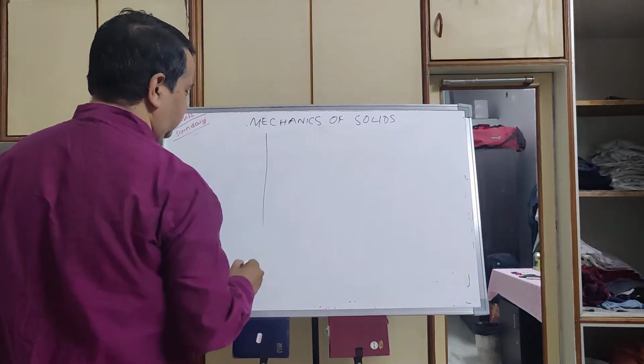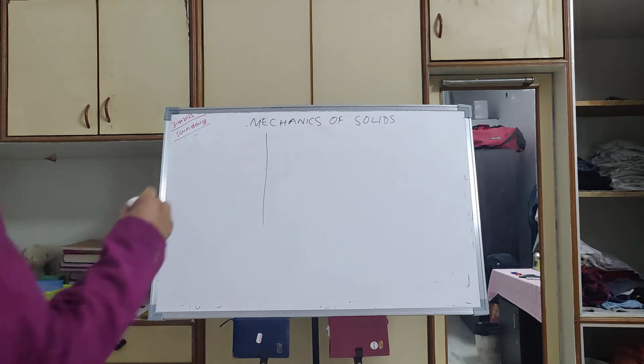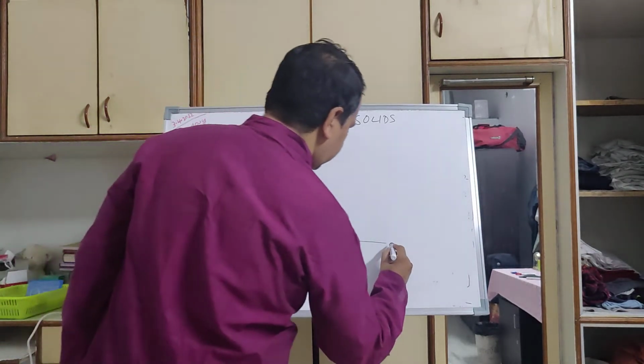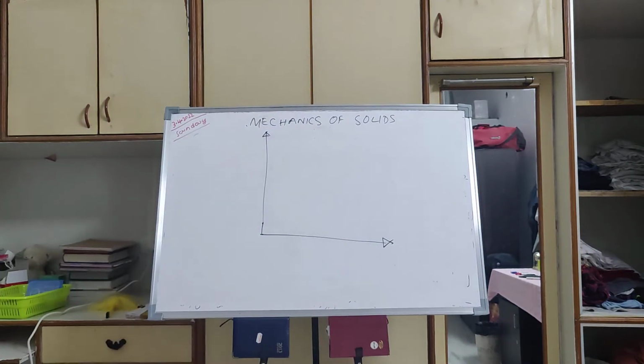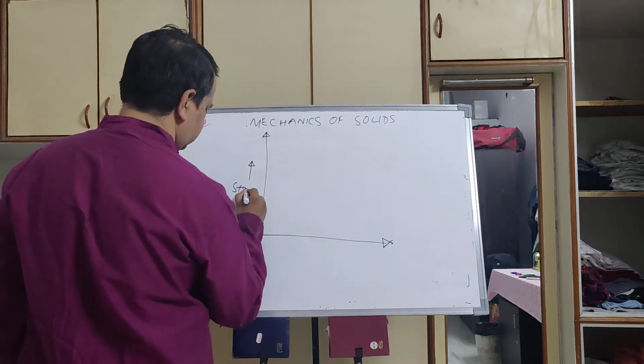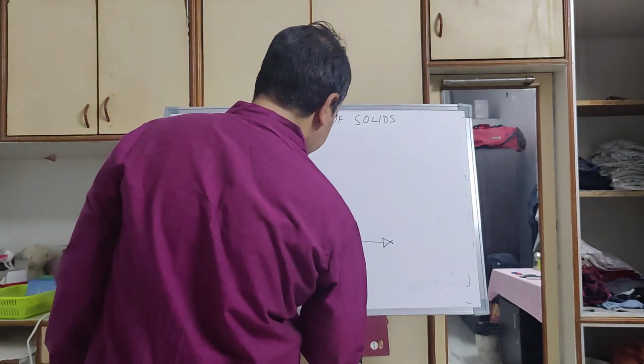This is very important. You can get it in your CET paper and your JE paper. They will ask you the importance of each and every point in a stress strain curve. They will say, what is the significance of this point, what is the significance of that point. So this is between the y-axis and x-axis. Let us say on the y-axis we have the stress, and on the x-axis we have the strain.